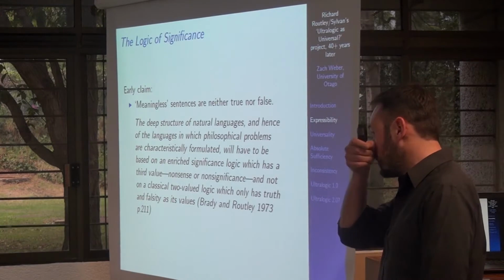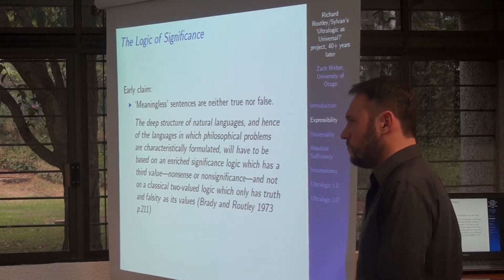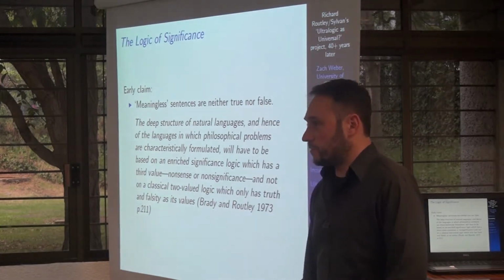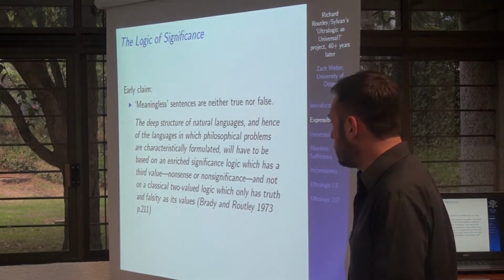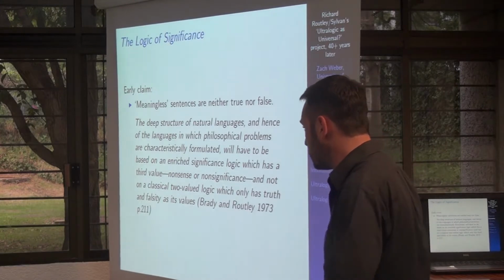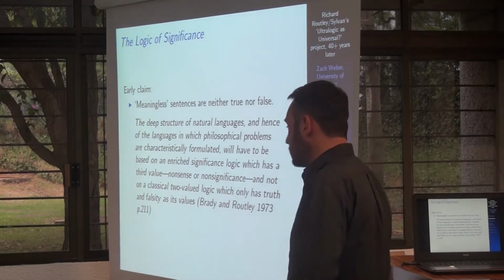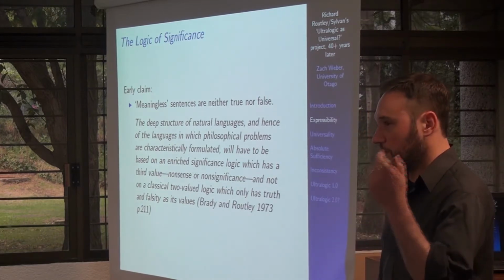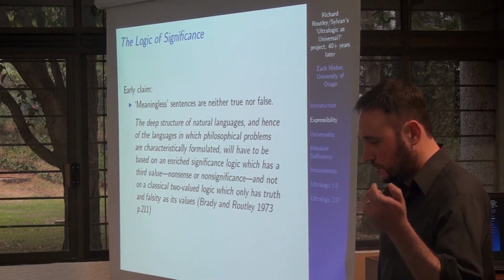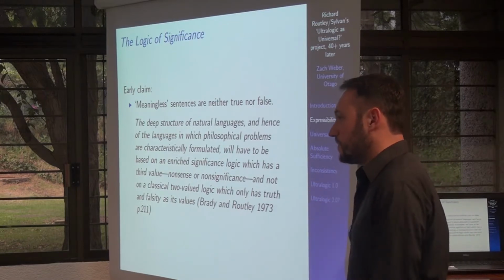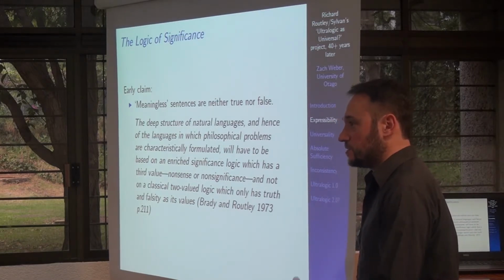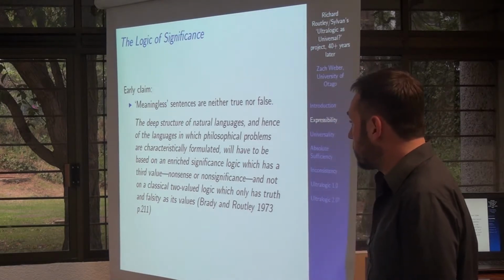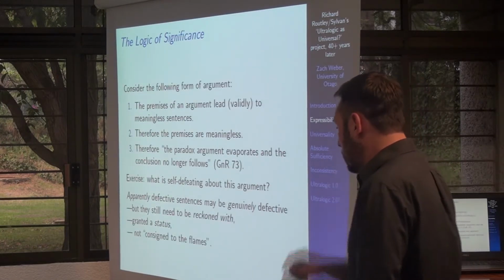are characteristically formulated. They'll have to be based on some kind of enriched significance logic, which has a third value. So they're already thinking about three-valued logic, and they're thinking of it as nonsense or non-significance, not a classical two-valued logic, which has only truth and falsity. So already at this point, they're thinking, look, there's these sentences. They may be defective in some way, but they should still have a status. They should still be granted some kind of a status and not just rejected, some third value, they're thinking at this point. What are they thinking here?